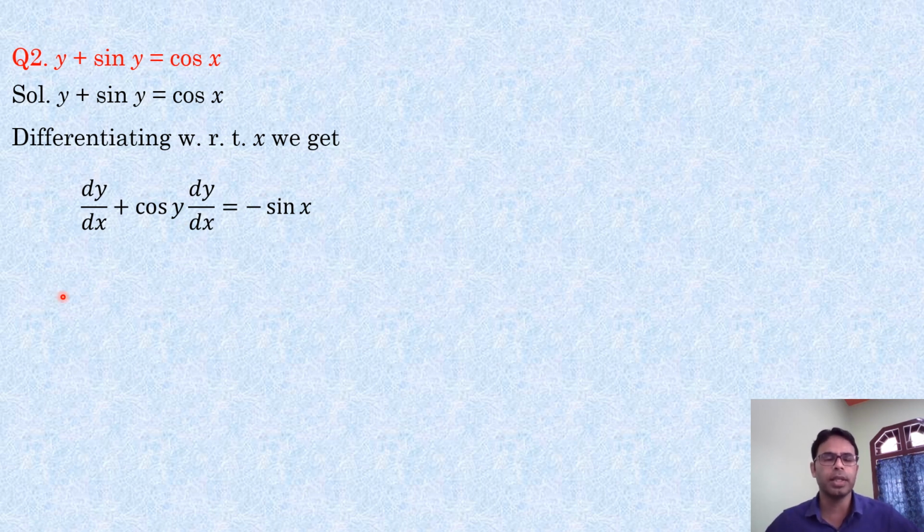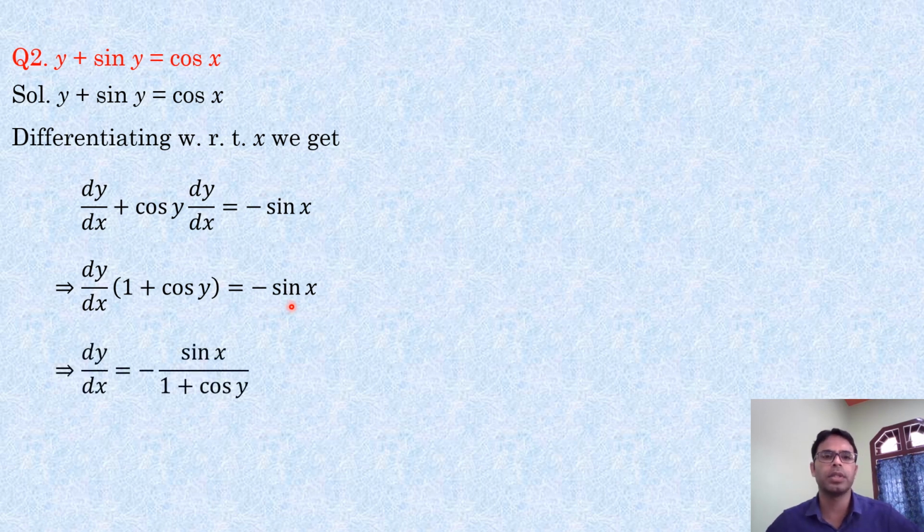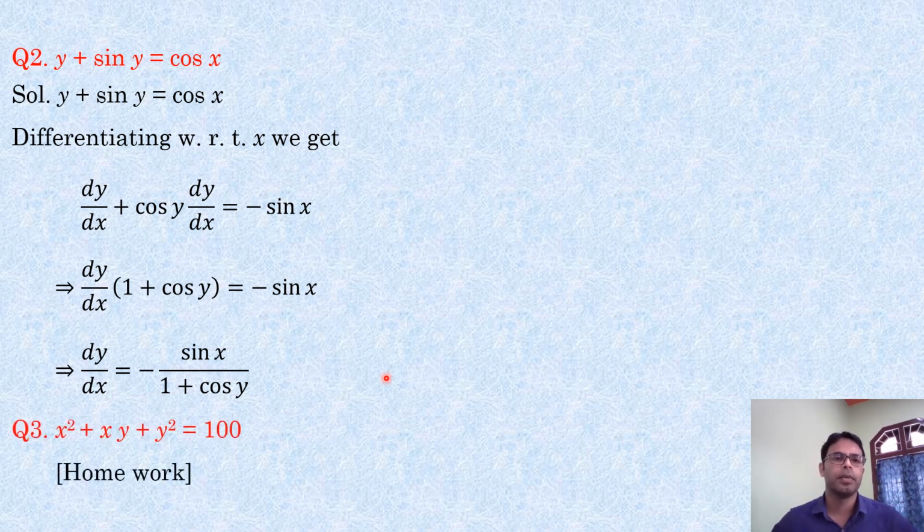Now collect dy/dx, take common and divide it. dy/dx whole into, it will remain 1, then plus cos y, and right hand side is minus sin x. Simply dy/dx is equal to sin x divided by 1 plus cos y, and minus will be there. So this completes the solution of the problem. You take another question: x square plus xy plus y square is equal to 100. This question is homework for you, and it is also simple.